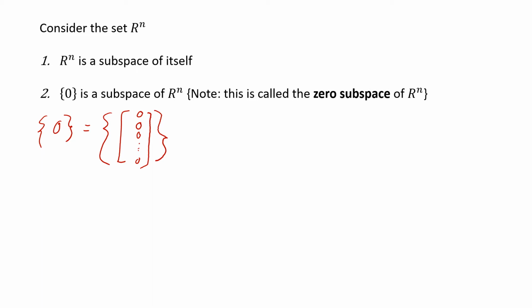Okay? So this is a set that has a single element in it. That's it, just the zero vector. Why is this a subspace? Well, think of the three conditions.